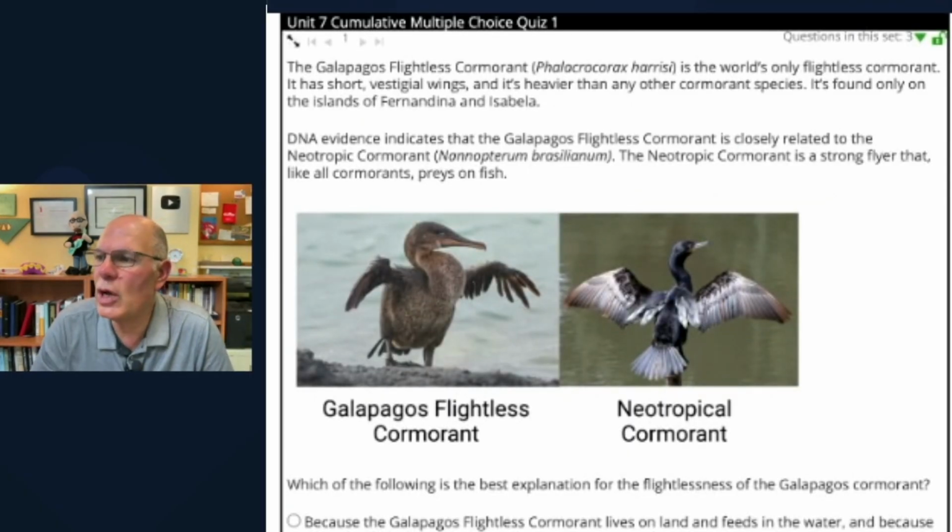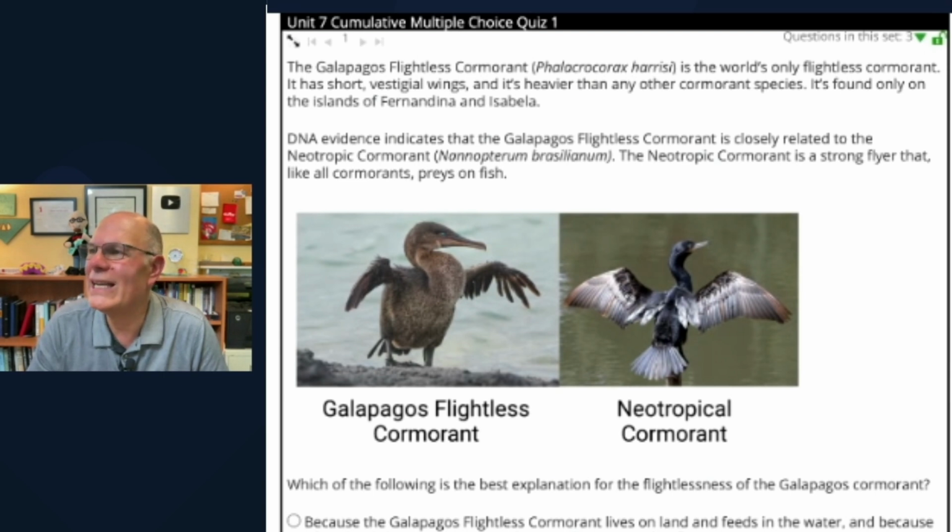We have a picture of two cormorants. There's a flightless cormorant and one that can fly. In the flightless cormorant, the wings are extremely stunted. Here's the question. The Galapagos flightless cormorant, Phalacrocorax harrisi, is the world's only flightless cormorant. It has short vestigial wings and it's heavier than any other cormorant species.